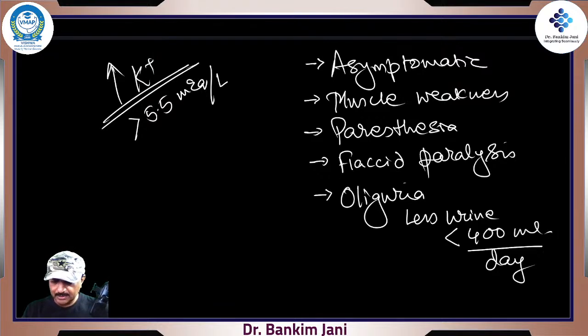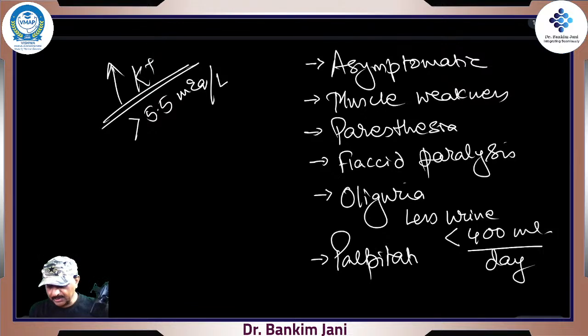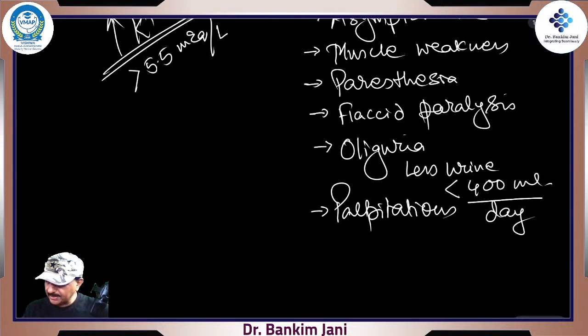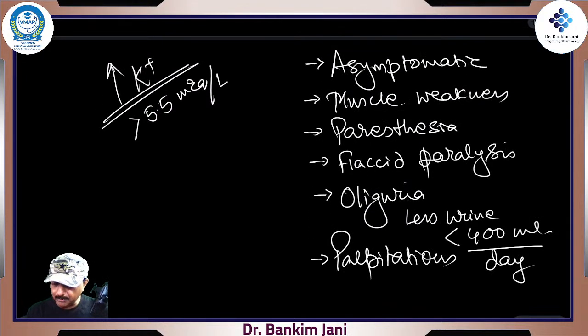This is how the patient presents, and yes, definitely there would be palpitations, right? Why are such things happening? Well, this is muscle weakness due to skeletal muscles. Flaccid paralysis, skeletal muscles, and the nerves, right? Because now nerves are not working. Nerves are not conducting. This is paresthesia because of nerves.